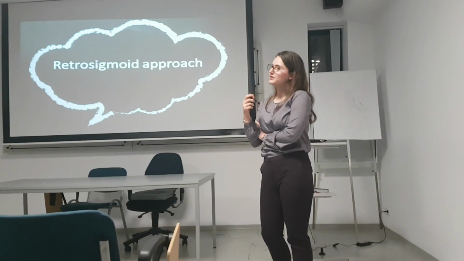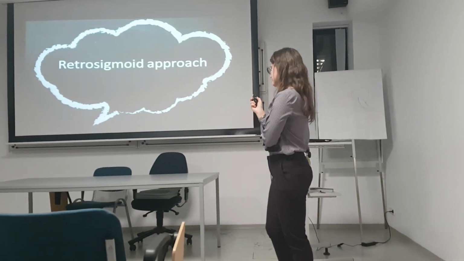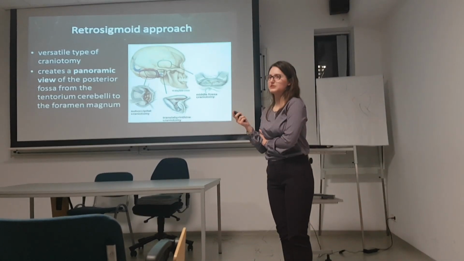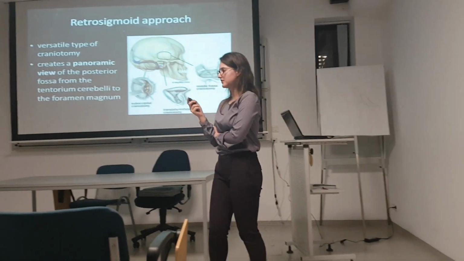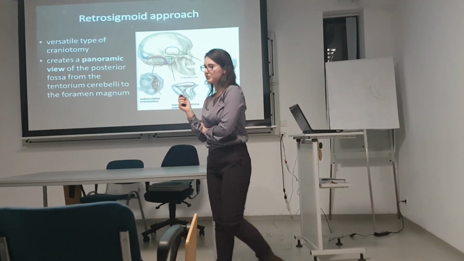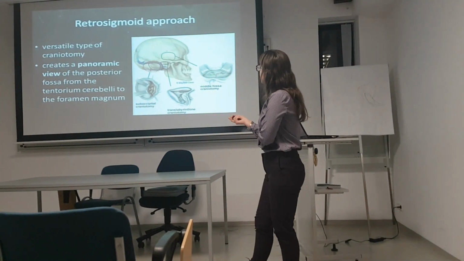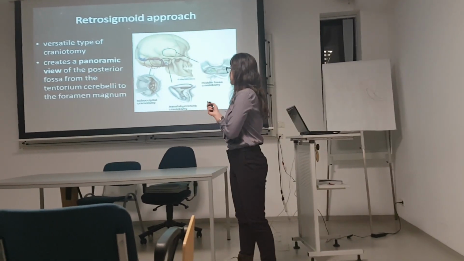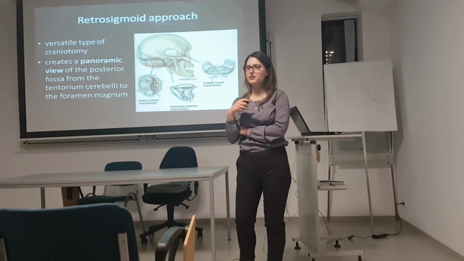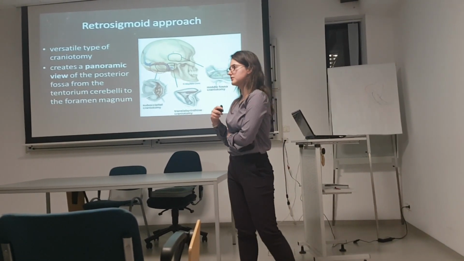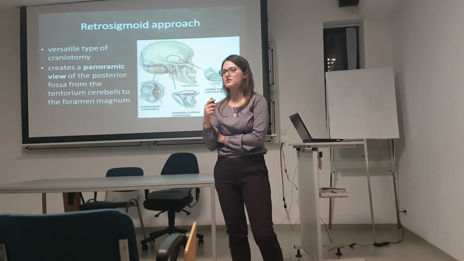So, what is actually the retrosigmoid approach? It implies a versatile type of craniotomy, which means it can be tailored to the patient's anatomy and we can vary it a little bit and create a panoramic view of the posterior fossa from the tentorium cerebelli to the foramen magnum. So through the retrosigmoid approach, we can see theoretically the whole cerebellopontine angle.